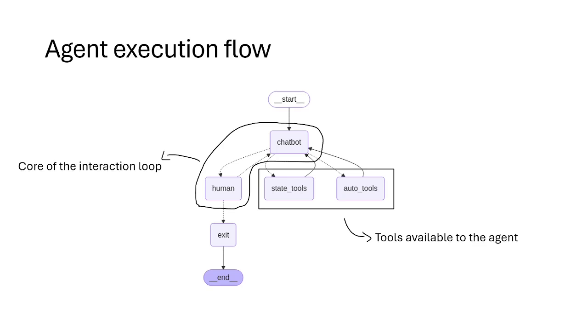Here is an image of the execution flow of our interaction with the agent. The core of the interaction is the loop between the user and the agent. After the user prompts the agent, it does not need to immediately respond to the user. Instead, it can execute any of the 4 tools that we discussed on the previous slide. Here, tools are split into 2 groups, state tools and auto tools. The state tools are the ones that can modify the agent's state and auto tools are the ones that do not need to modify the state. More about that can be read in the blog or in the code documentation.